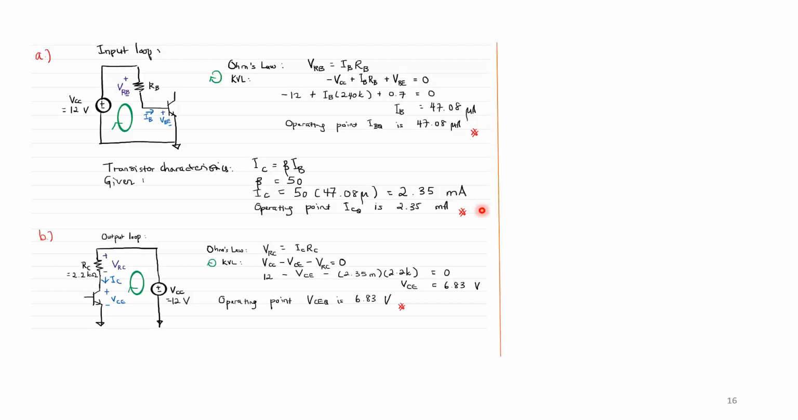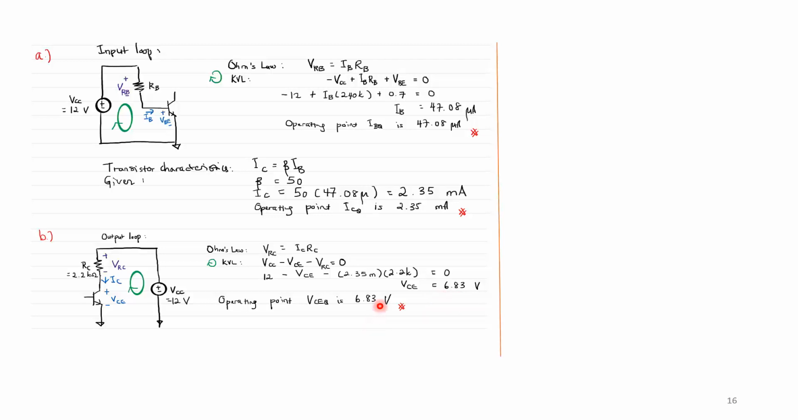And then I do next for the output loop. Okay, so for the output loop, again I do a simple redrawing of the circuit, and then we do a simple KVL to get the value of VCE. So minus VCC minus VCE plus minus VRC is equal to 0. So I get the value of VCE to be 6.83 volts, and the operating point for VCE is 6.83 volts.